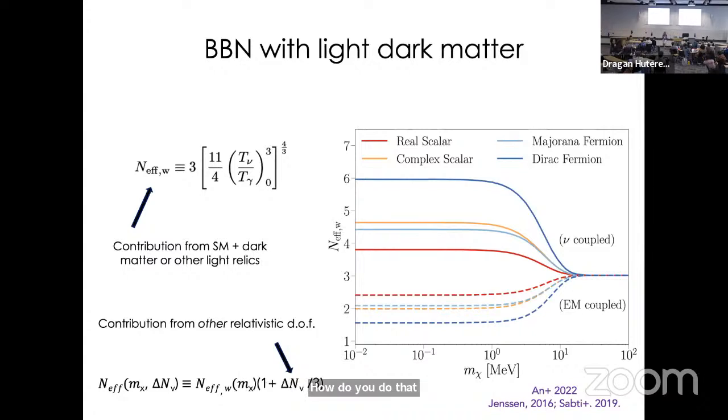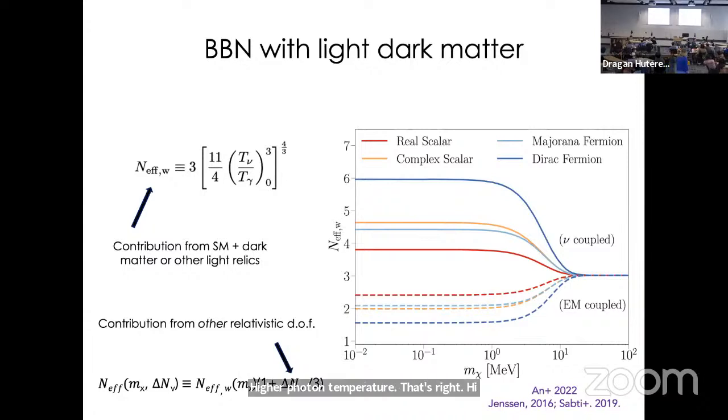Anyone want to go? I want to hear people from the back. I know you won't be comfortable there. Nobody's interrupting you, but I like to intrude like that. How do you lower this N effective? It's on the board. It's right there. It's in the equation. Say it out loud. Higher photon temperature. That's right.